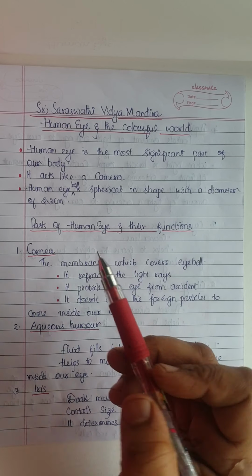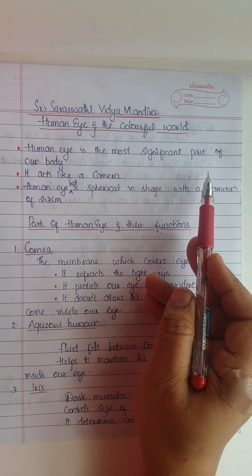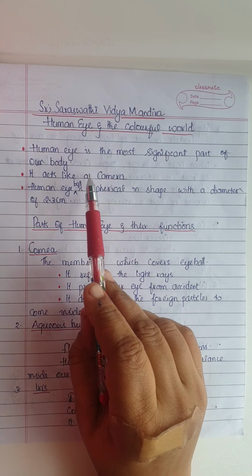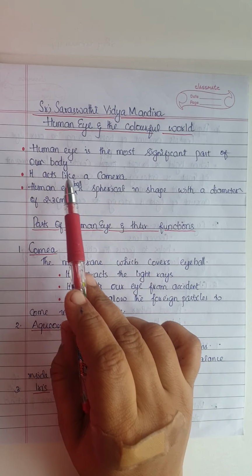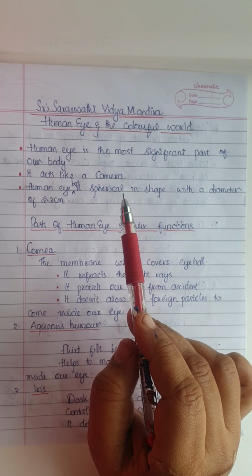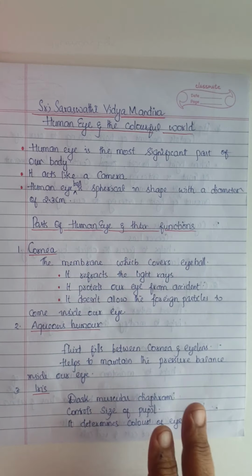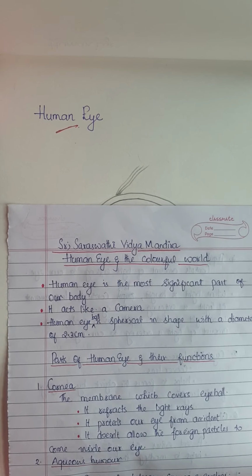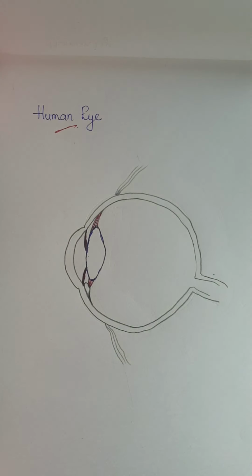Yes. In that, the eye is the most significant part of our body. The human eye acts like a camera. Okay, children? Let's see the diagram of the human eye.